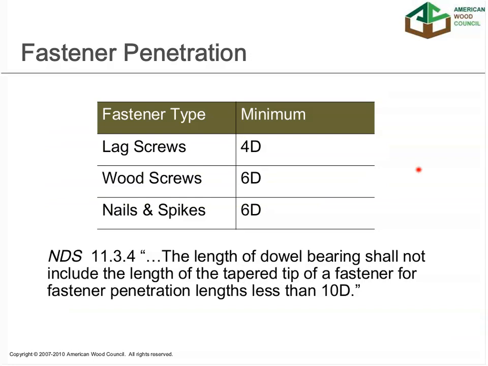Now, we showed some penetration depth factors in the tables, and those factors were the penetrations that are required to get the full design value. The absolute minimum penetrations are shown here in this table, and these are the absolute minimums to get an adjusted value, or to get any value at all. And so if you fall below these minimums of 4D and 6D, your capacity for your fastener is 0.